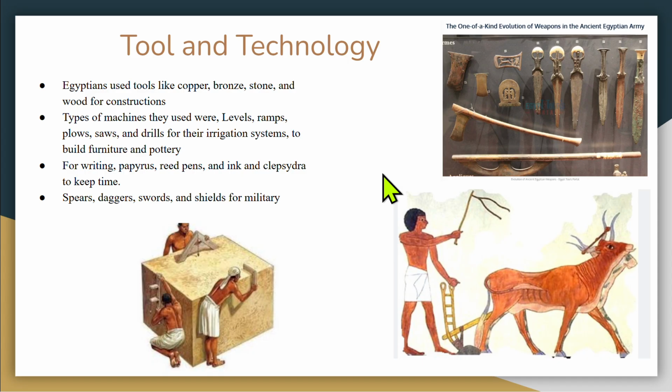Tools and technology. Egyptians used tools like copper, bronze, stone, and wood for construction. Some types of machines they used were levels, ramps, plows, saws, and drills for their irrigation systems. They used this to build furniture and to do pottery. For writing, they used papyrus, reed pens, and clepsydra to keep time. Spears, daggers, swords, and shields were made for military purposes.